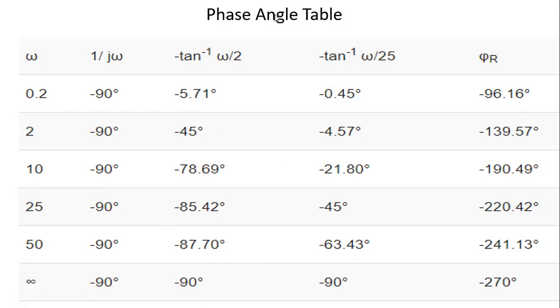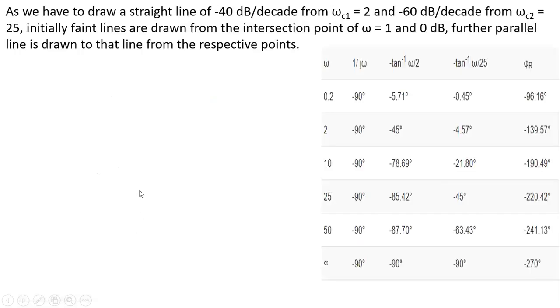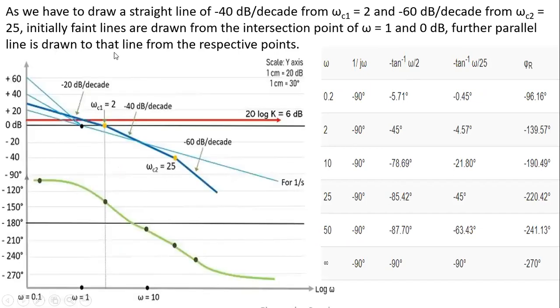Now let's draw the phase angle for omega equal to 0.2, 2, 10, 25, 50 on the x-axis, and phase angle minus 96, 139, 190, 220, 241, and 270 on the y-axis. This is how we will get it. As we have to draw a straight line of minus 40 decibels per decade, then we will have this. Initially, faint lines are drawn here from the intersection of omega 1 and 0 decibel. Further, a parallel line is drawn to that line from the respective points. Okay. Now, in this table, let's concentrate on the phase angle.